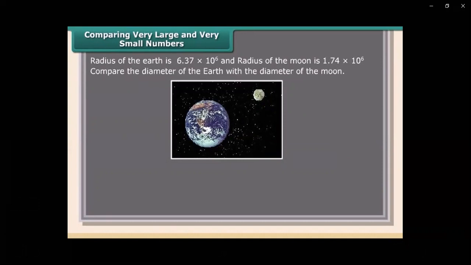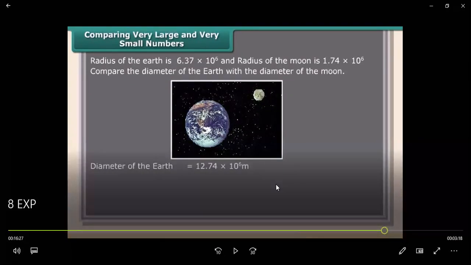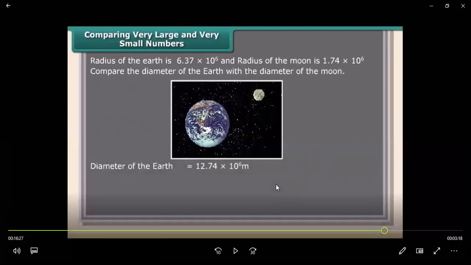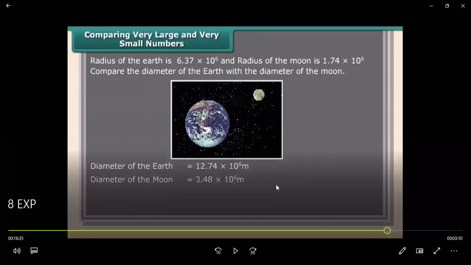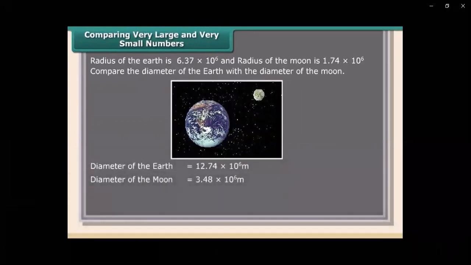For example, the radius of earth is 6.37 into 10 raised to the power 6, and the radius of moon is 1.74 into 10 raised to the power 6. So what the question is, that we have to compare the diameters of earth with the diameter of moon. So first of all, we have to find the diameter of earth. So we'll double the radius, because diameter is equals to twice of radius. So diameter of earth becomes 12.74 into 10 raised to the power 6 meters.